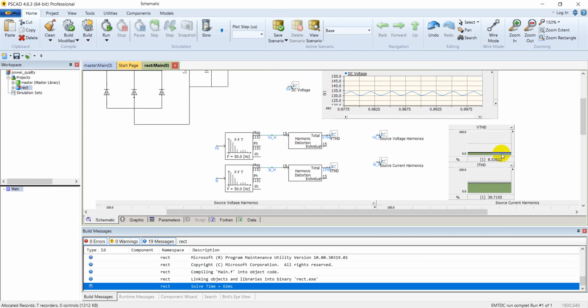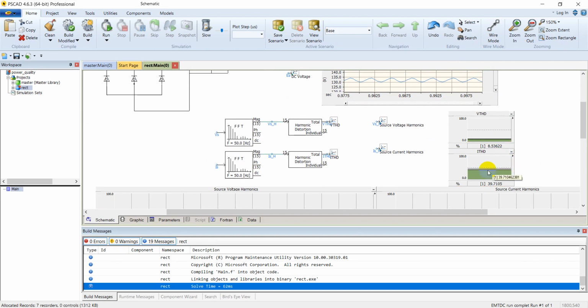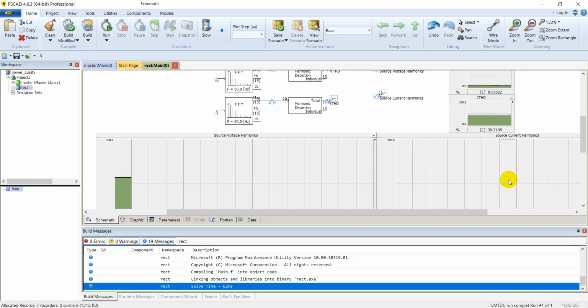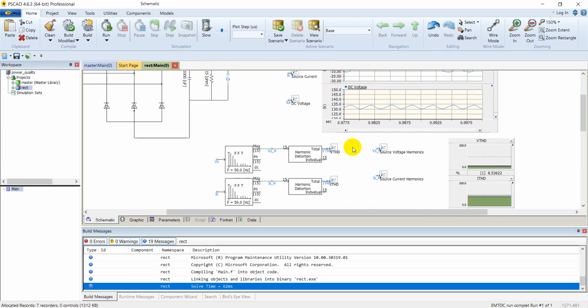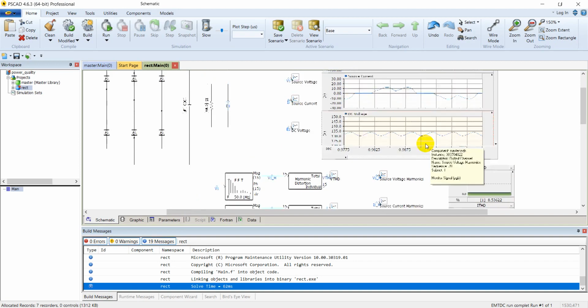Okay, the voltage THD has increased, but the current THD has significantly decreased. It was 90 earlier and now it's about 40. And you can also see that the fundamental is reduced, but the fifth harmonic is much more reduced than that. And in case of voltage, the fundamental is not reduced so much. So the source impedance, when set to inductive, has improved the power quality in a sense.